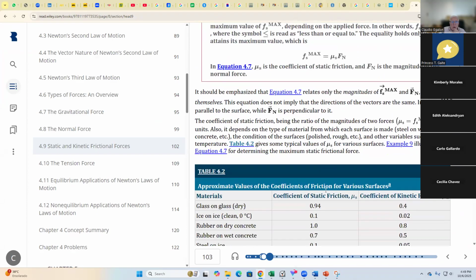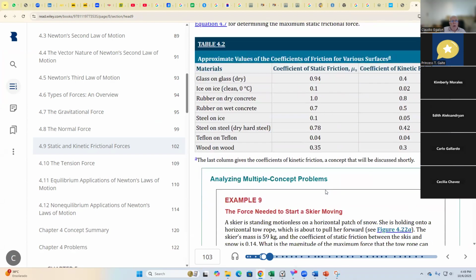Here's what I want to show you: the coefficient of static friction and the coefficient of kinetic friction. Most of the time the force of kinetic friction is less than the force of static friction, though sometimes they are the same. Glass on glass, 0.94 and 0.4. Ice on ice, 0.1 and 0.02. Rubber on dry concrete, 1 and 0.8.